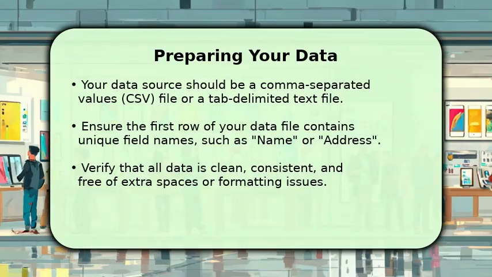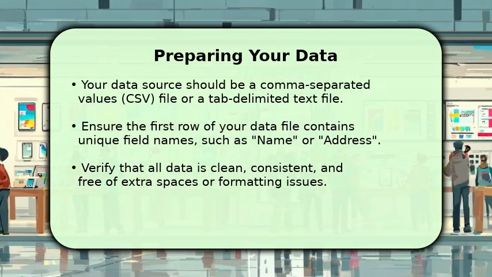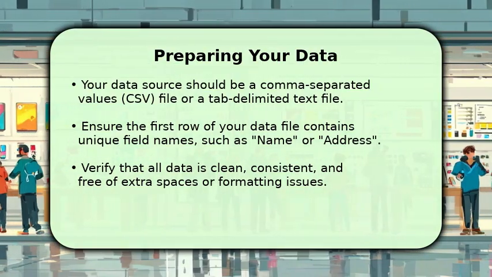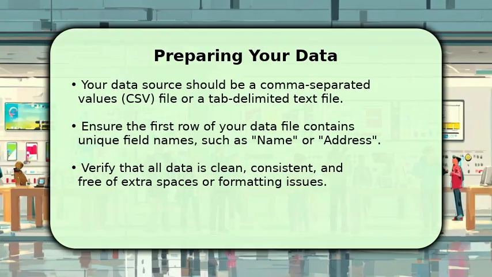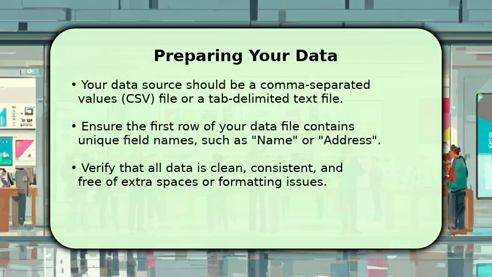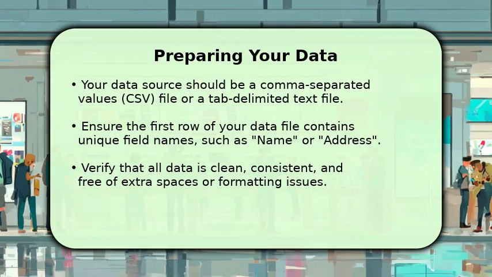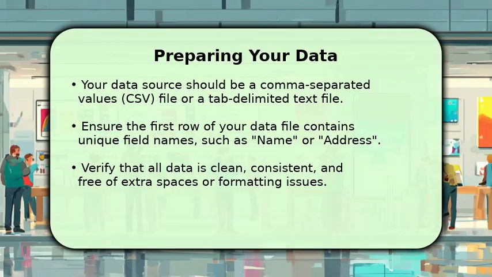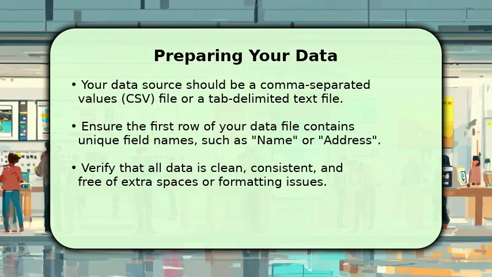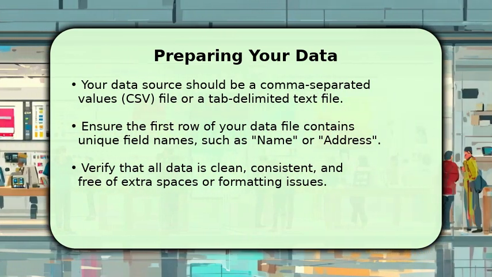Before diving into InDesign, preparing your data is crucial. Your data should be in a CSV or tab-delimited text file, with the first row acting as your field headers. For example, if you're merging 1,000 records, you'd have columns like first name, last name, and street address. Make sure your data is clean and consistent. Even a single extra space can cause issues. For image merges, include the full file path in a dedicated data column.